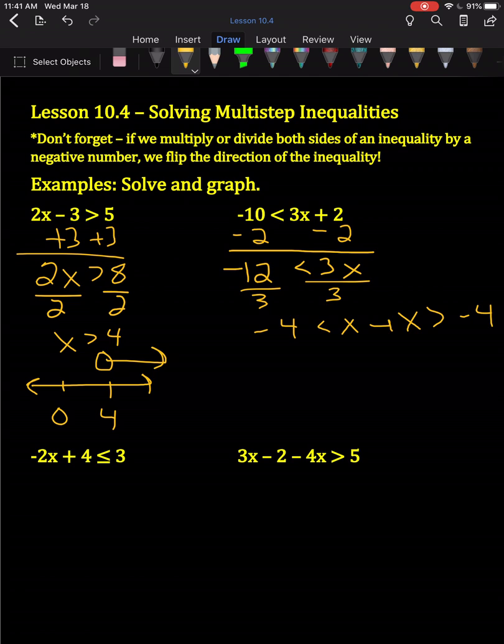x is greater than negative 4. Make sense? I don't know why I'm asking. You can't tell me if it doesn't. I hope that makes sense. I'm doing that to make graphing it a whole lot easier.